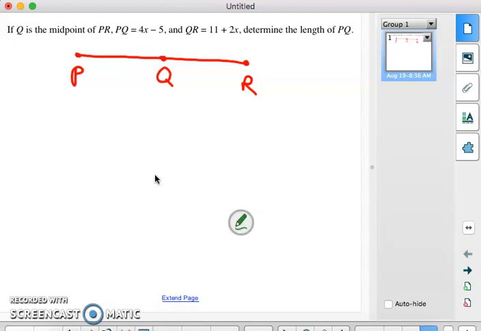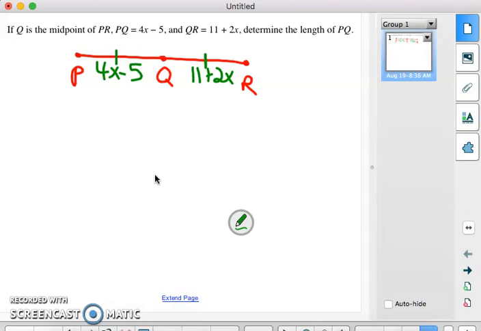It says PQ is 4x minus 5, and QR is 11 plus 2x. So determine the length of PQ. How can we determine the length of PQ? Well, we need to know a value of x, right? We need to solve for x. Remember, if Q is in the middle, then PQ and QR are the same length. Those little tick marks indicate that they're the same length.